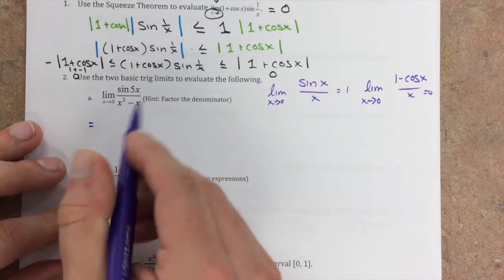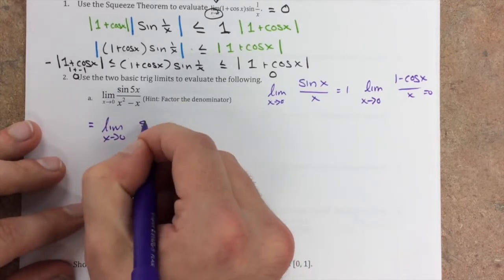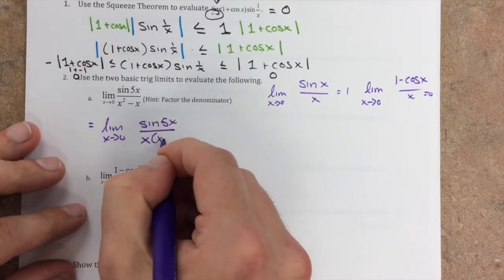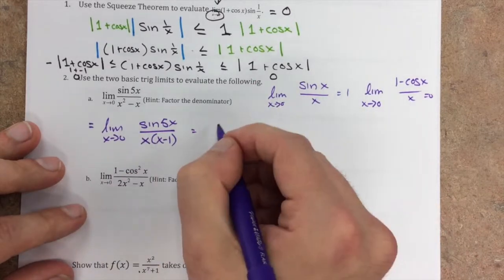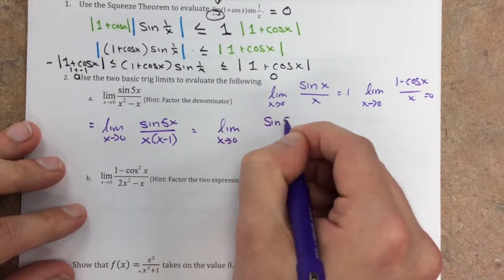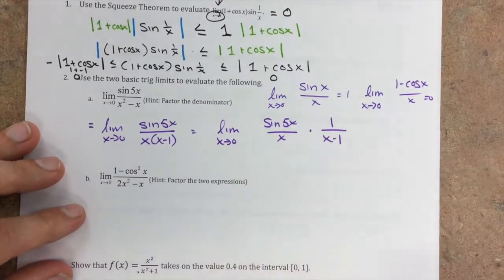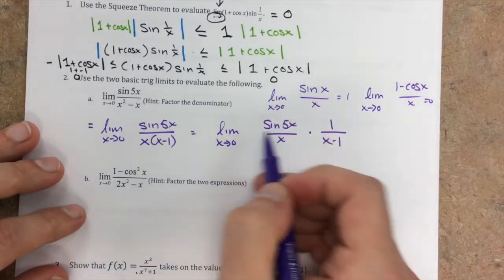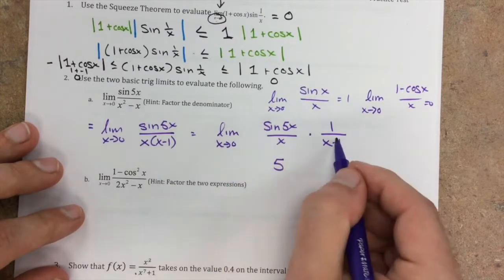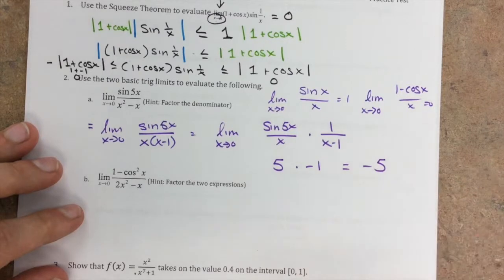This one says factor the denominator. That's a nice hint. The limit as x approaches 0 of sine 5x over x times x minus 1. We're going to split this up into the limit as x approaches 0 of sine of 5x over x times 1 over x minus 1. Now, this is just the limit of the product, so we know the first is 5. If I plug in 0 here, that's negative 1. So my answer is negative 5.